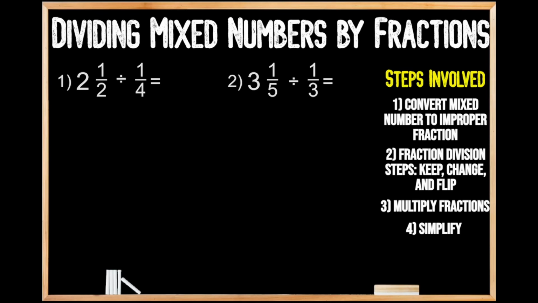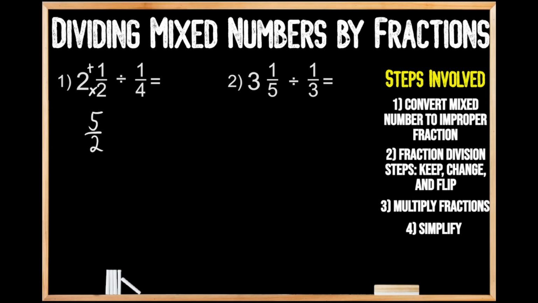Returning to question number 1, we need to convert our mixed number to an improper fraction. To do this, we multiply the value of our denominator by the value of our whole number. When we multiply 2 times 2, we get 4, but we need to account for our numerator, so we add on our numerator. When we add 4 plus 1, we get 5 for 5/2.